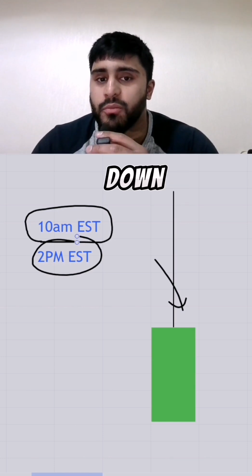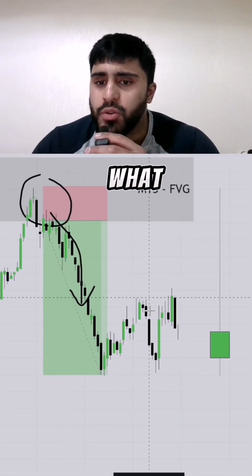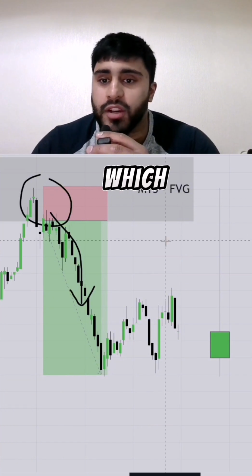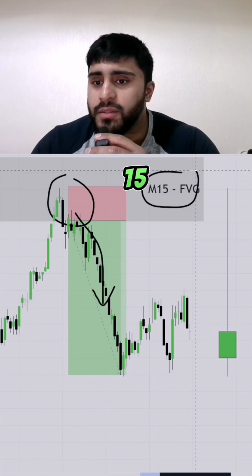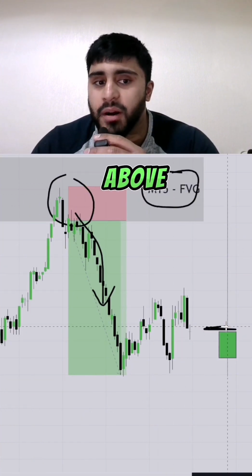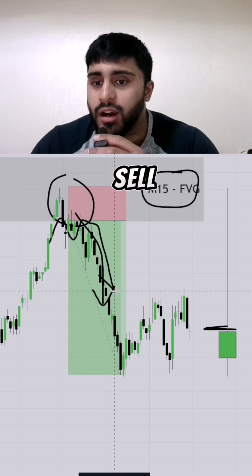So if we break this down from a power of three perspective, what you are looking for essentially is your three steps, which I talk about in every video. You want a 15-minute fair value gap and you want to be selling above the opening, right? So this was a sell above the opening.